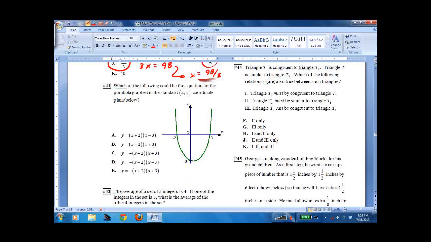So, number 41. Which of the following could be the equation for the parabola graphed in the standard coordinate plane below? Well, look at your roots. Those are your roots. That means you multiply the equation for this root and the equation for this root against each other. You need to know this from basically working with parabolas before. Now, it could be multiplied by something. Doesn't matter. It's going to be positive because it opens up. Negative would point down. And that's going to equal y. So I'll look for the equation with x plus 2 and x minus 3. Only one is A.